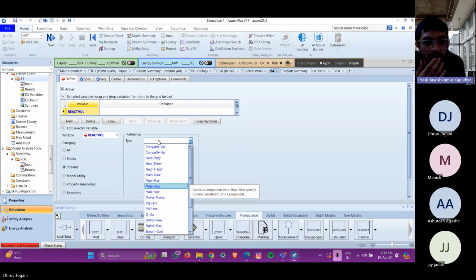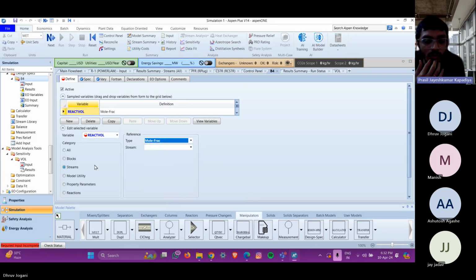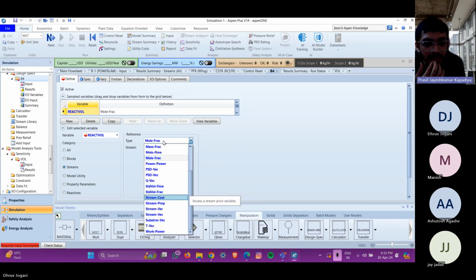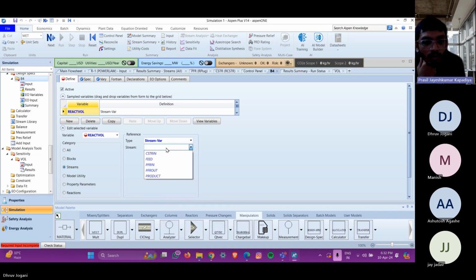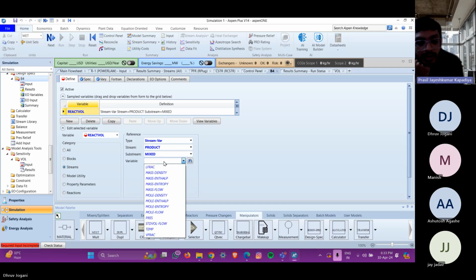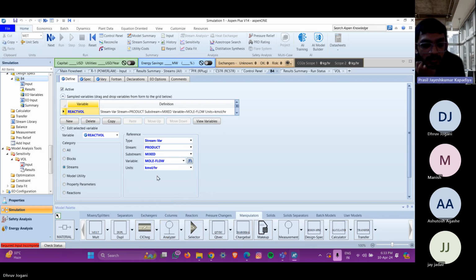Choose stream variable if it's available. No, don't go for mole fraction directly. Choose stream variable first. Then of which stream? Product stream. That is, I guess, CSTR product. And what is the variable? Volume? Mass? No, no, mole fraction. Yes. Not mole flow, mole fraction.